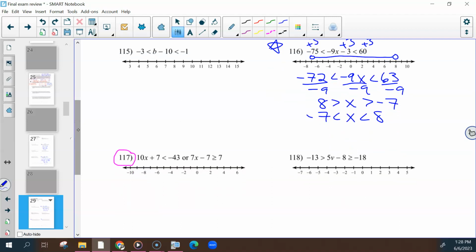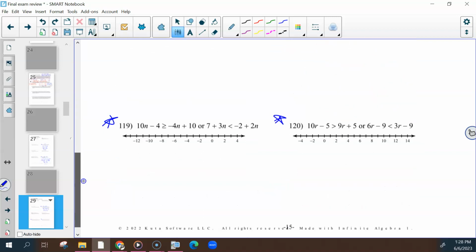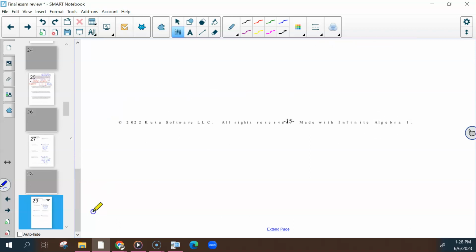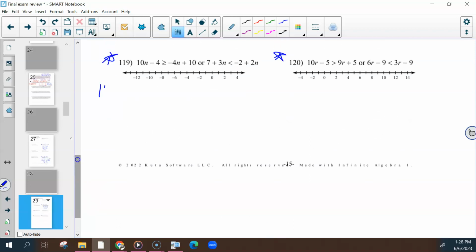And then 119 is an or. So we're going to solve those separately. I'm going to rewrite them so that I have more space to work. If you rewrite them, make sure you write down everything. If you miss anything, you'll mess up one side of the problem, and then the answer. Pick a side, solve that one, and then pick the other side and solve that one. So for this side, if I'm trying to get the variables on the same side, I could remove 4n and add 4.